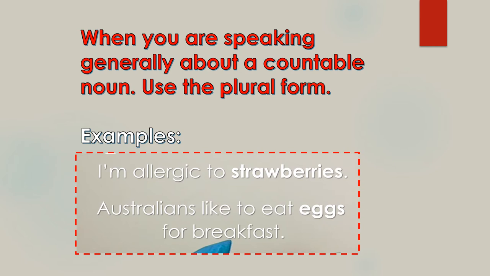When you are speaking generally about a countable noun, as at the beginning of the slides, we use the plural noun. Let's take an example. I'm allergic to strawberries. No article is needed. Australians like to eat eggs for breakfast. When we are talking about strawberries, there are no specific strawberries, not Australian strawberries or Pakistani strawberries. The person is talking generally about any kind of strawberries. And Australians like to eat eggs for breakfast.